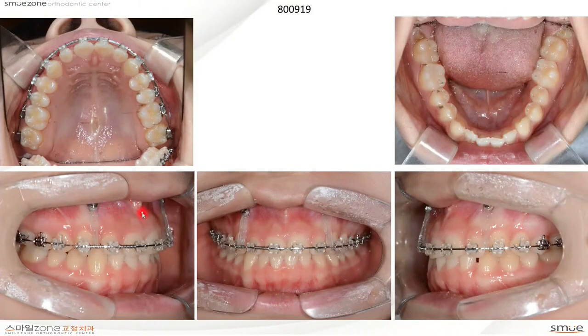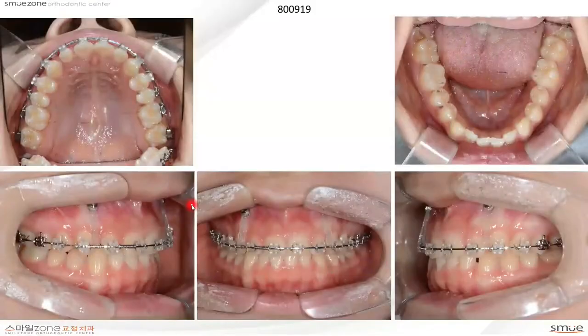So instead of that one implant, the mini screw here inferior to the anterior nasal spine, I just put in 1.6 by 6 millimeter screws in between the 2 and 3 and tried to intrude by applying a simple power chain.